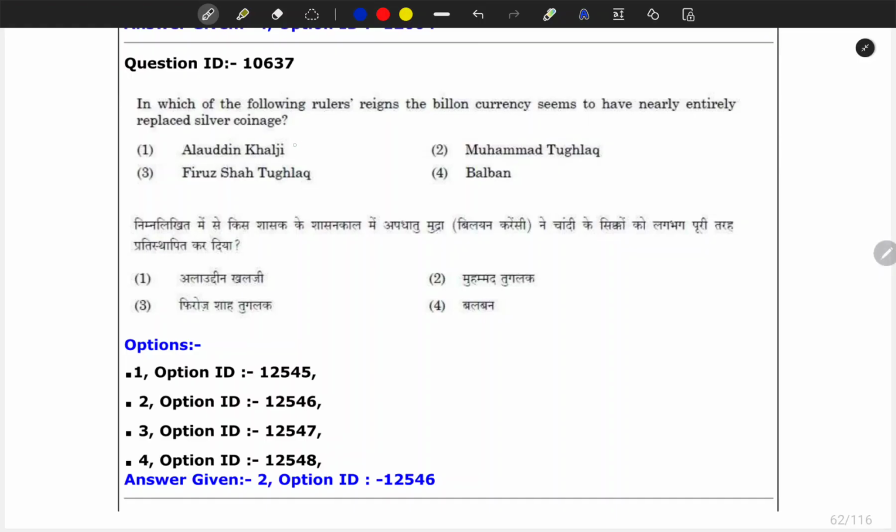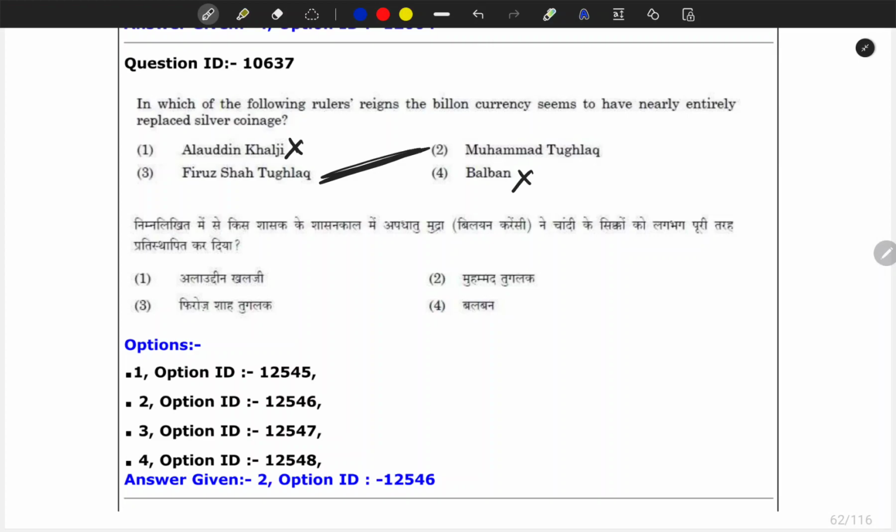Okay, so you can eliminate the early rulers. Balban you can eliminate, but what about the other three? Alauddin Khalji, Muhammad bin Tughlaq, Firoz Shah Tughlaq. Khalji also you can eliminate if you know that. After the Slave dynasty, the Khaljis took over the power. Then again you will have a problem with these two.